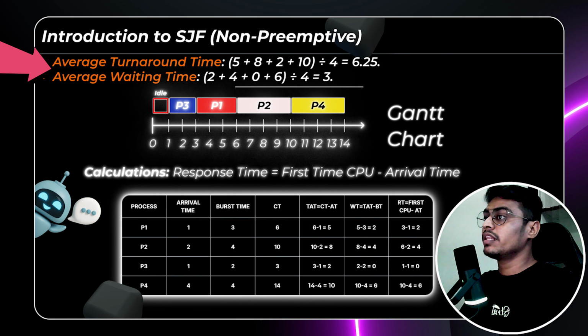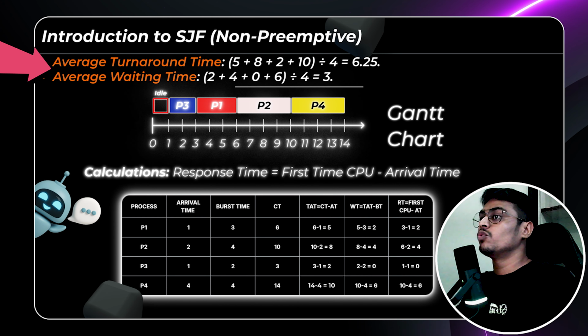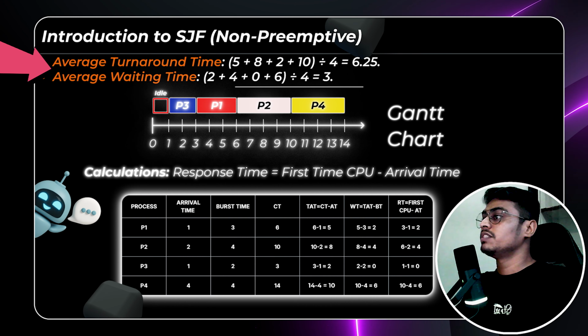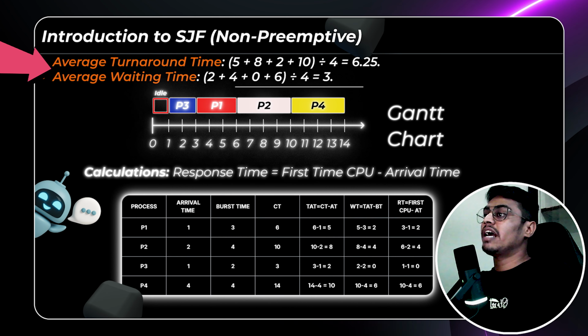So in this question, they can also ask about average turnaround time. Average turnaround time is just total of all turnaround time. It will be 5 plus 8 plus 2 plus 10 equal to 25 divided by number of processes, which is 4. So it comes out to be 6.25. Now what is the average waiting time? It will be 2 plus 4 plus 0 plus 6 equal to 12, and divided by 4 equal to 3. So this is the average waiting time.